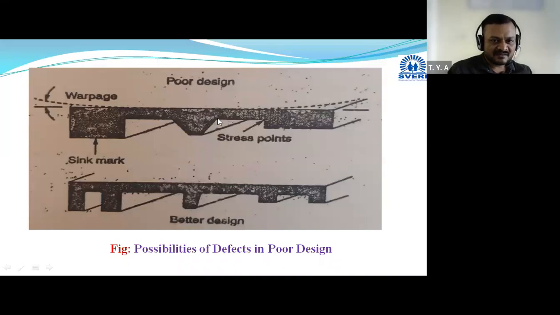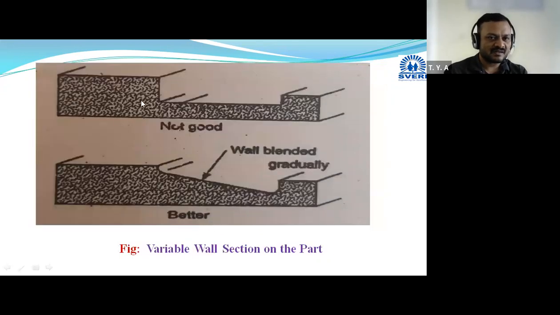Then these sharp corners are nothing but your stress points. These stress points we are eliminating by providing the radius. Getting this? In this way, design is modified. Already I have explained this. Whichever sudden change is there, instead of providing the sudden change, go for the gradual change in the wall thickness.